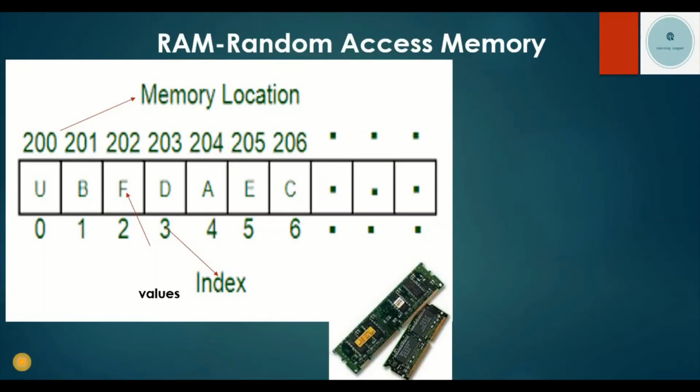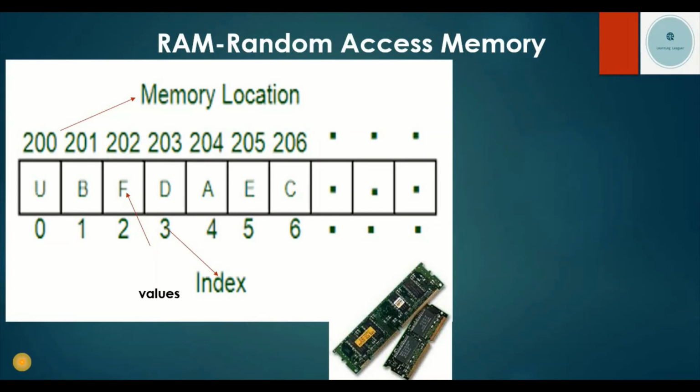Let's discuss the memory locations of a RAM. RAM is called random access memory, which is an example of primary memory. There are 2 types of memory: one is primary memory, another is secondary memory. Whenever you work with the C language, all the data related to the C program will be stored in this RAM itself.